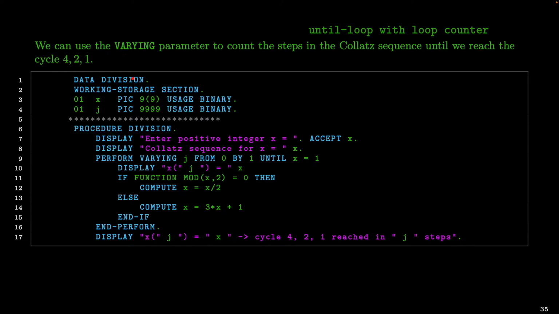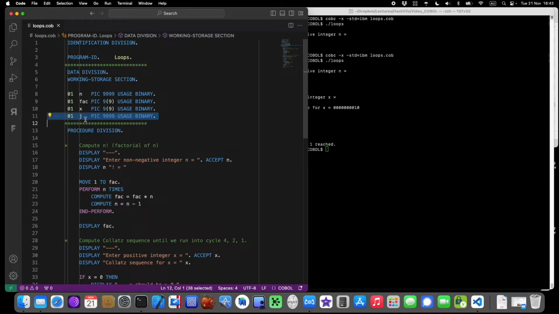And to demonstrate this varying property of the perform statement, I will modify my Collatz sequence a little bit in the way that I will count how many iterations we pass through until we reach our cycle. Let's see how we do that. First thing I do, I introduce a new variable j, which I use as a counter for my Collatz loop.